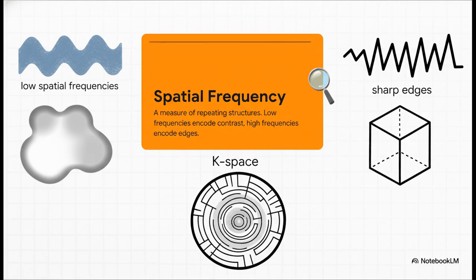Imagine a sandy beach. A big, gentle dune that changes slowly over a long distance. That's a low spatial frequency. A tiny, sharp ripple in the sand that changes very quickly. That's a high spatial frequency. K-space is literally a map of all those dunes and ripples in the patient's body. The center holds the low frequencies, and the edges hold the high ones.